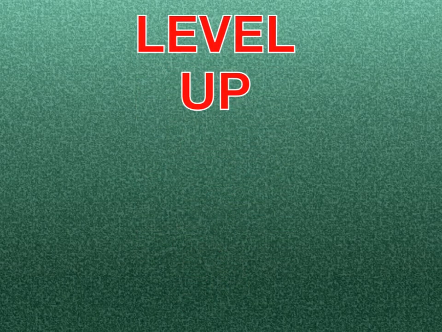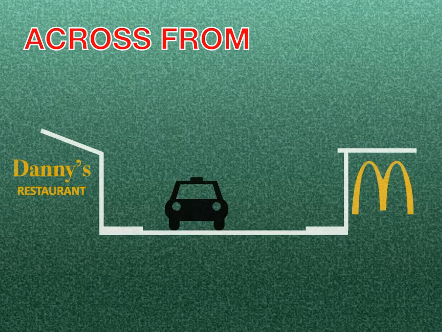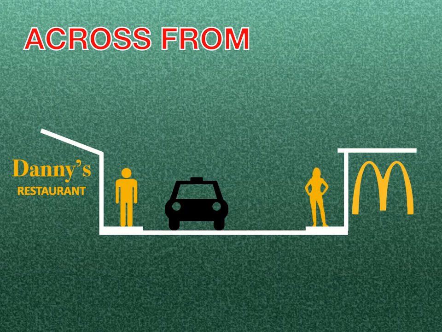Now let's try some more difficult points. Another phrase is across from. And now we can see the shape of a road with a restaurant on one side and a hamburger place on the other side, McDonald's. And here's a man on the left and there's a woman on the right. He is in front of Danny's restaurant and she is in front of McDonald's. Okay, no problem. However, she's not in front of Danny's.